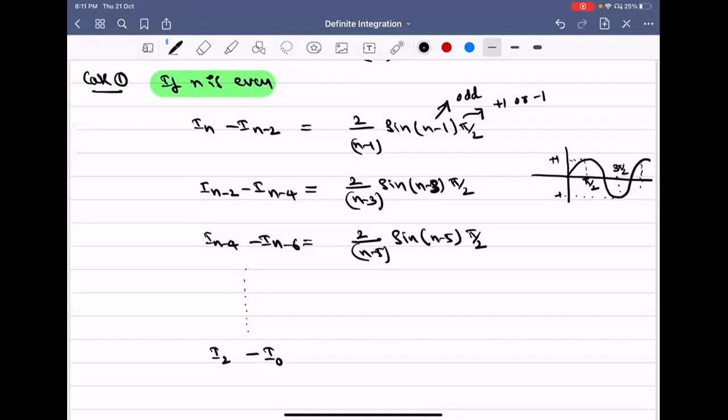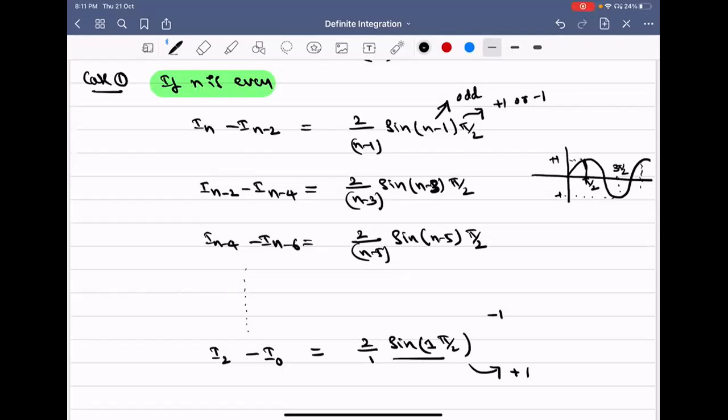I_2 minus I_0 is equal to 2 by 1 into sin of 1 into pi by 2. Here sin pi by 2 is plus 1. So this value is plus 1. The preceding value will be minus 1, that is the sine of the preceding value.